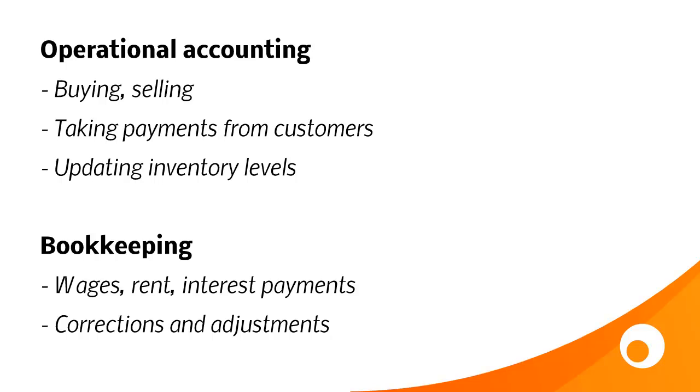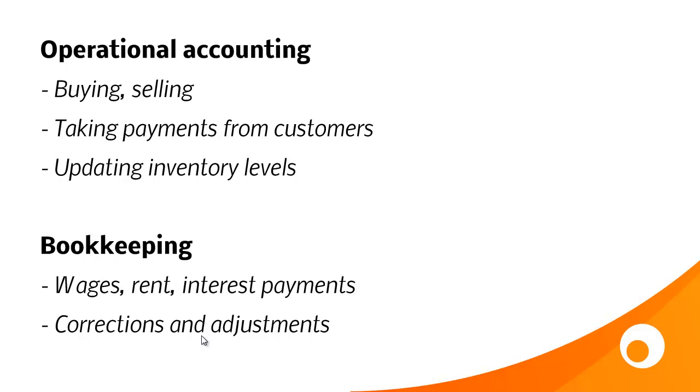Because Brightpearl has a full accounting system built in, a lot of processes that would otherwise be done by your bookkeeper can be automated. For this reason, we describe two types of financial processes. The first is operational accounting, which is recording the financial information related to your day-to-day process of buying, selling, and updating inventory levels. Brightpearl does most of this for you, but it's important to know what's going on behind the scenes.